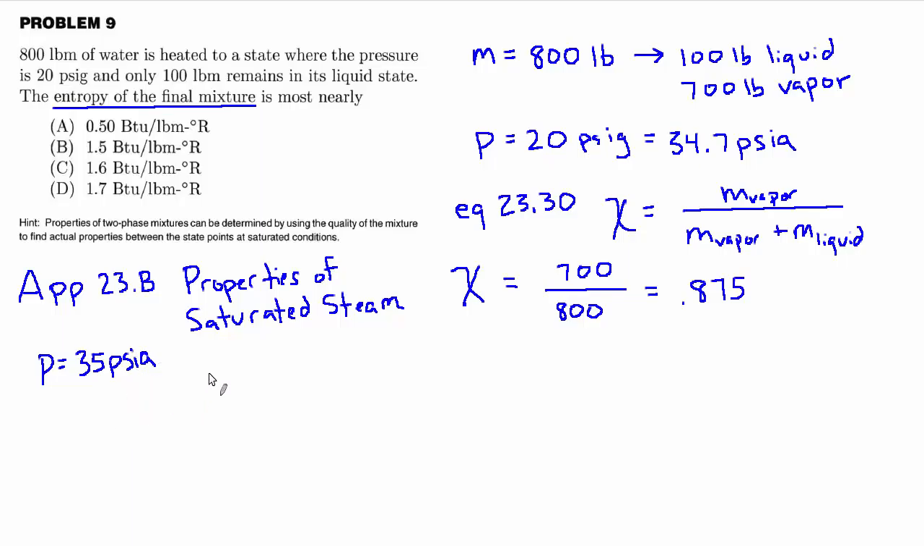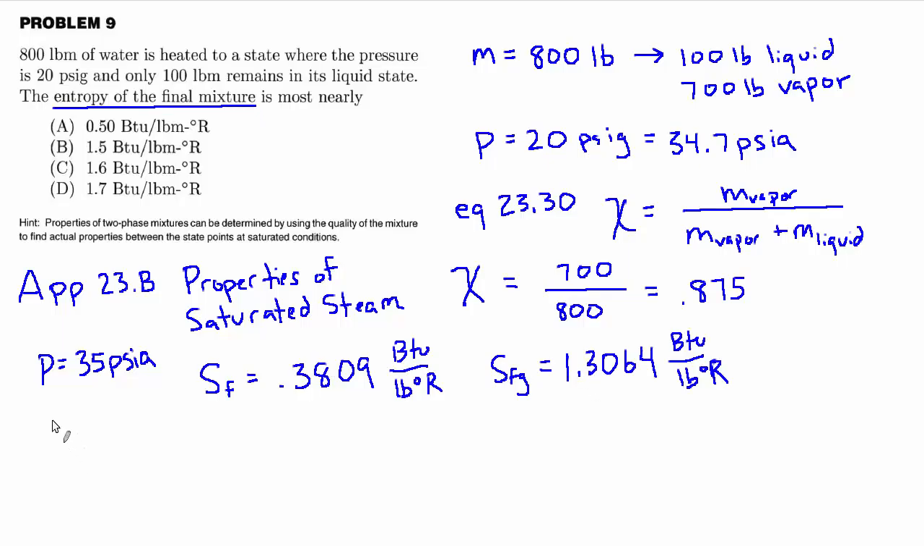And from the table, let's jot down the entropy of pure liquid at that pressure, which would be 0.3809, and the entropy of vaporization, which is 1.3064. And the formula for finding the entropy of a mixture, which is a good one to know as well, but if you need to look it up, it's 23.54 in the MERM, and the entropy equals entropy of a pure liquid plus the quality times the entropy of vaporization.